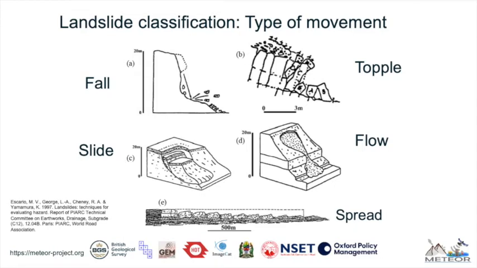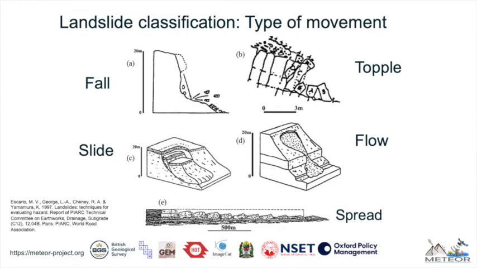This is a relatively simple classification scheme based on type of movement, showing 5 main types. We have falls in the top left, where material is detached from a cliff or steep slope, and then rolls, falls, or bounces. These are common on cliffs, mountain slopes, or riverbanks, and the size is very variable from a few blocks to thousands of meters cubed.